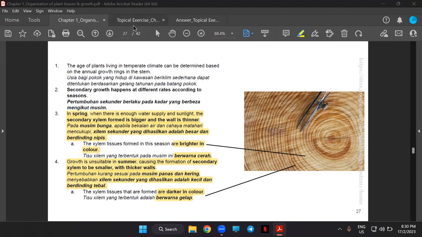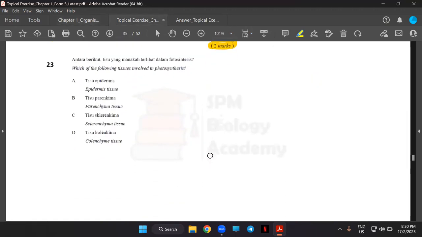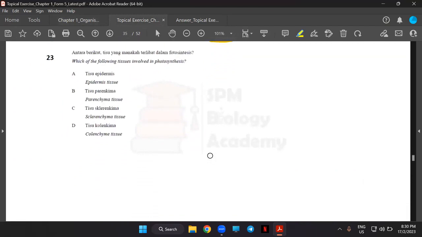Okay, baik. Let's move on to the next question. Okay, habis soalan tu. Soalan 23. Antara berikut tisu yang manakah terlibat dalam fotosintesis? Which of the following tissue involved in photosynthesis? Maka jawapan kita ialah tisu parenchyma.